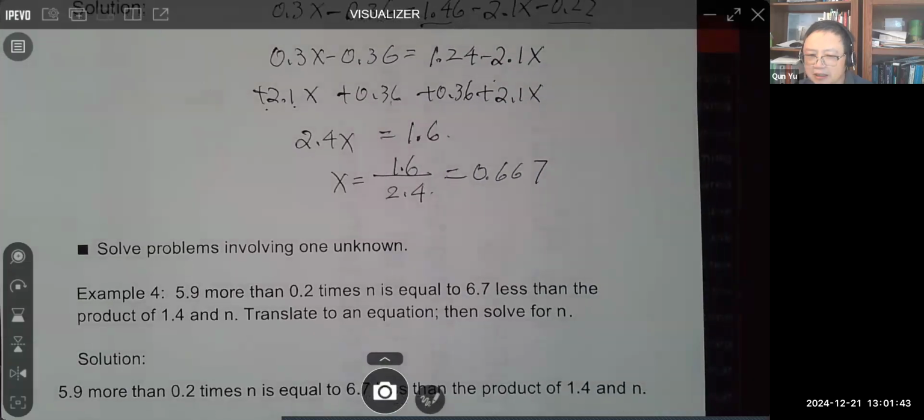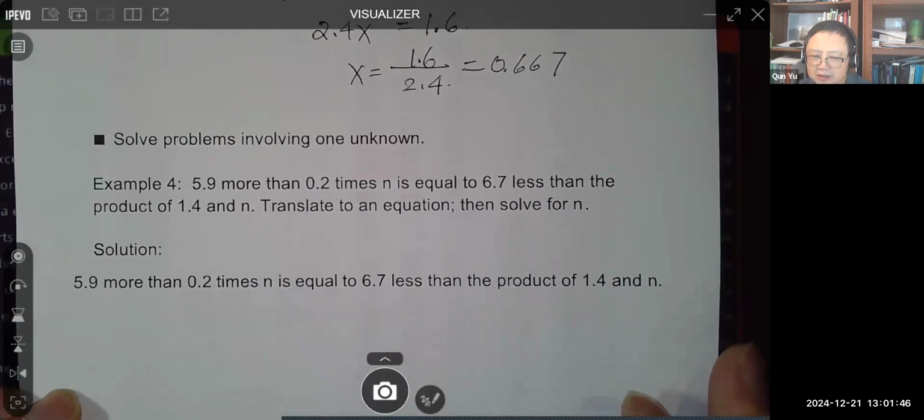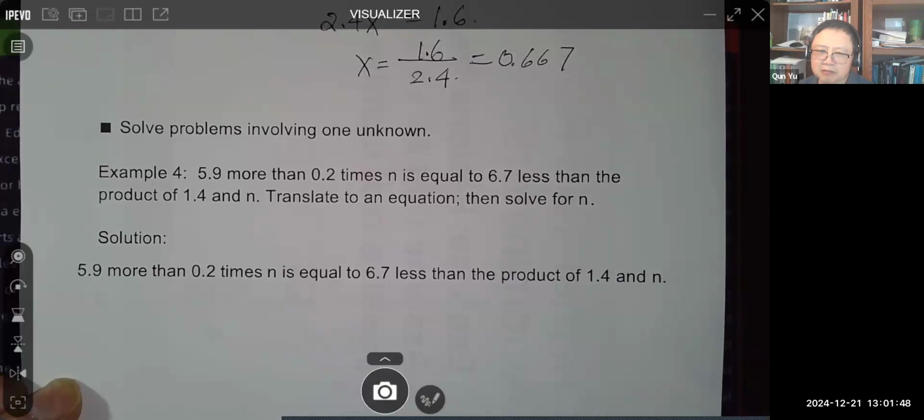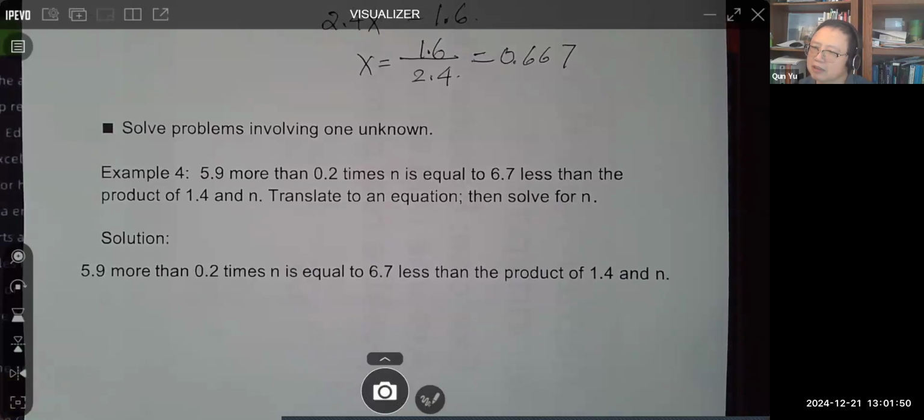Now let's look at some story problems. We also call them application problems. So in general, we want to set up an equation and solve the equation to answer application problems. So this one says 5.9 more than 0.2 times n is equal to 6.7 less than the product of 1.4 and n. Translate this description to an equation, then solve it for n.